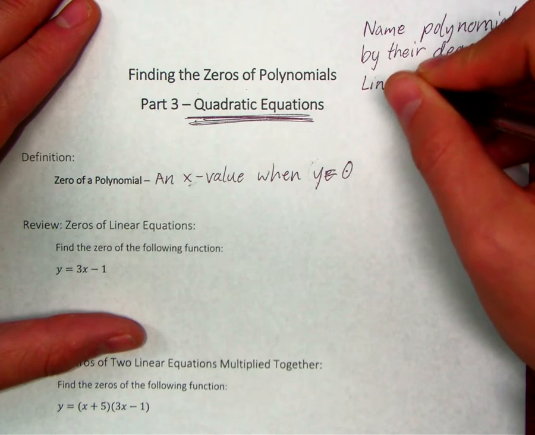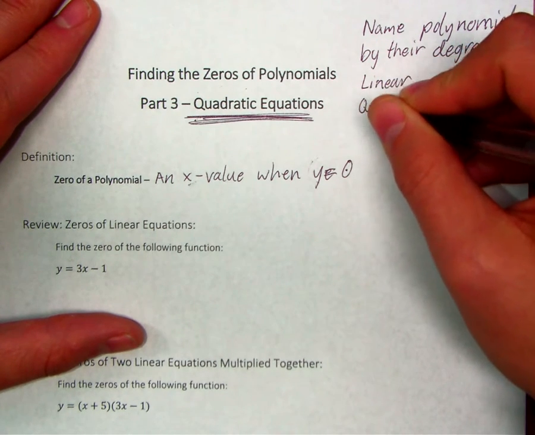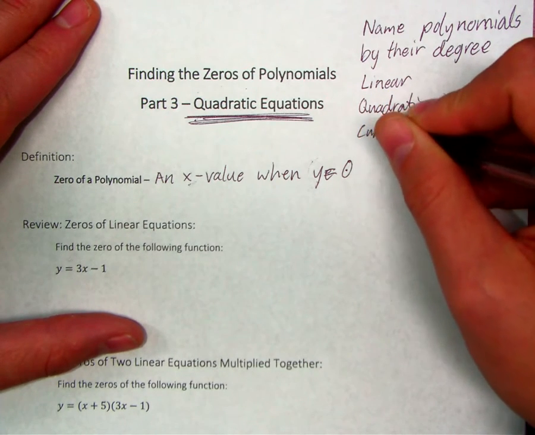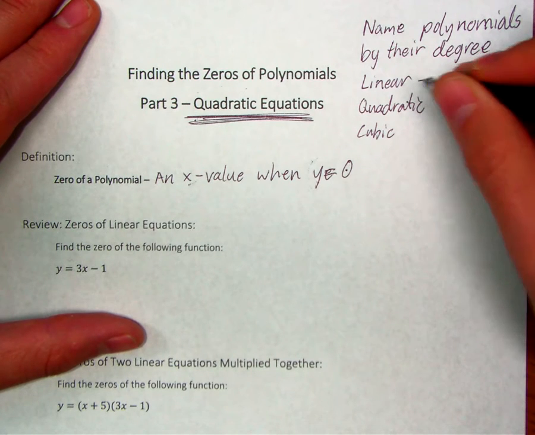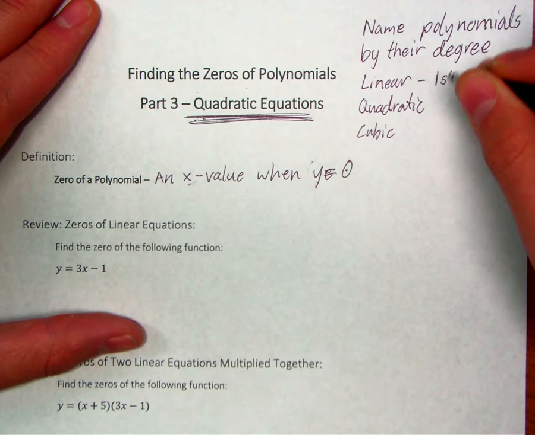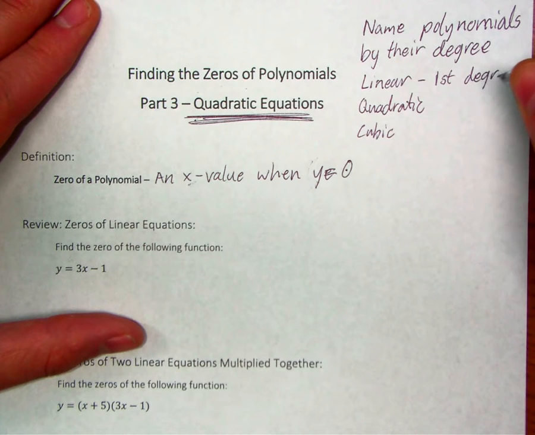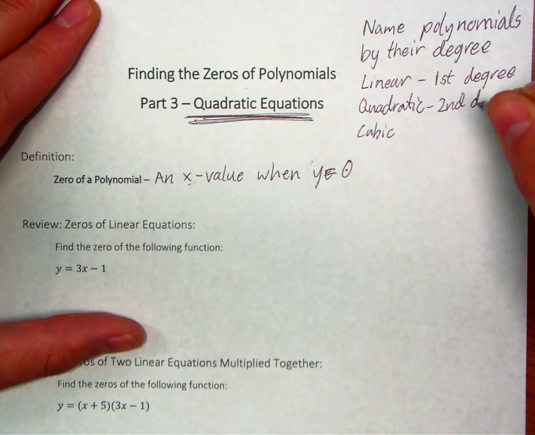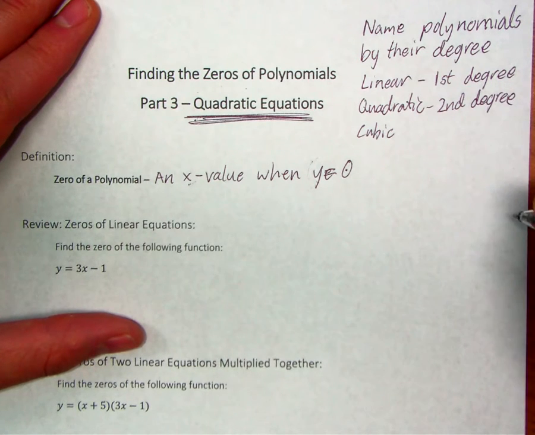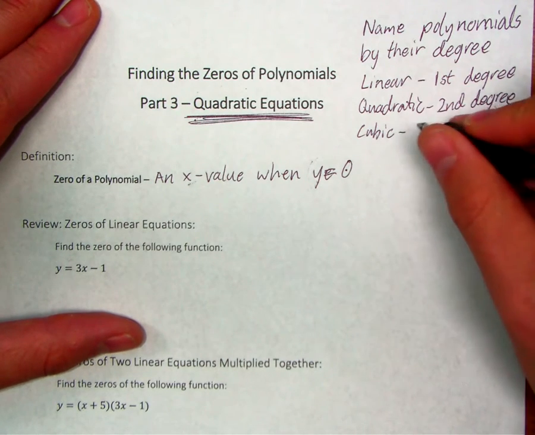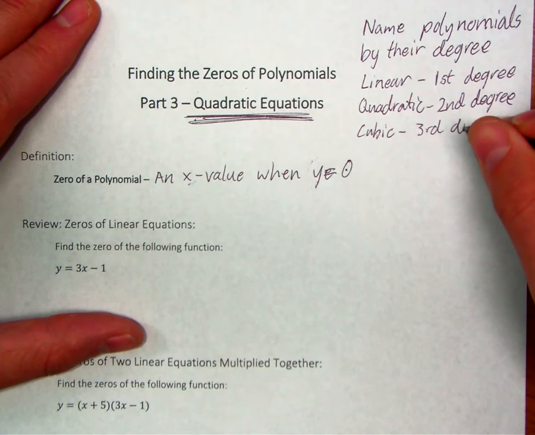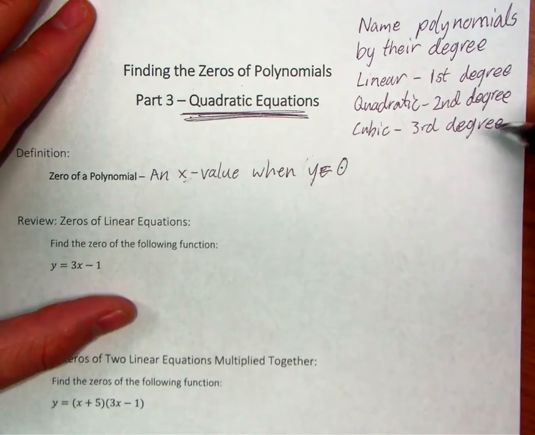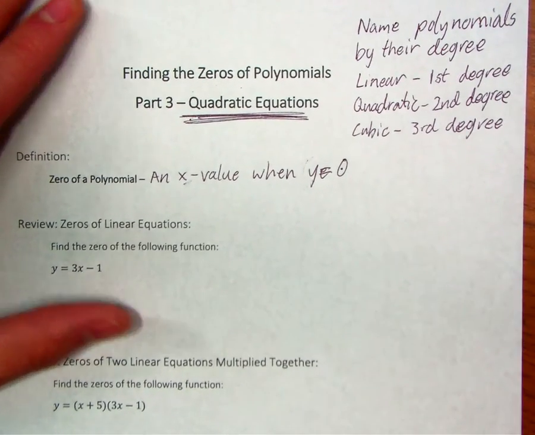We can call them linear. We can call them quadratic. And we can call them cubic. And if we call them linear, we're calling them linear because we notice that they're first degree polynomials. Linear means first degree. If we call them quadratic, that's because they're second degree polynomials. And if we call them cubic, that means they're third degree polynomials. Okay? So it has nothing to do with how many terms they have. It has everything to do with what degree they are.